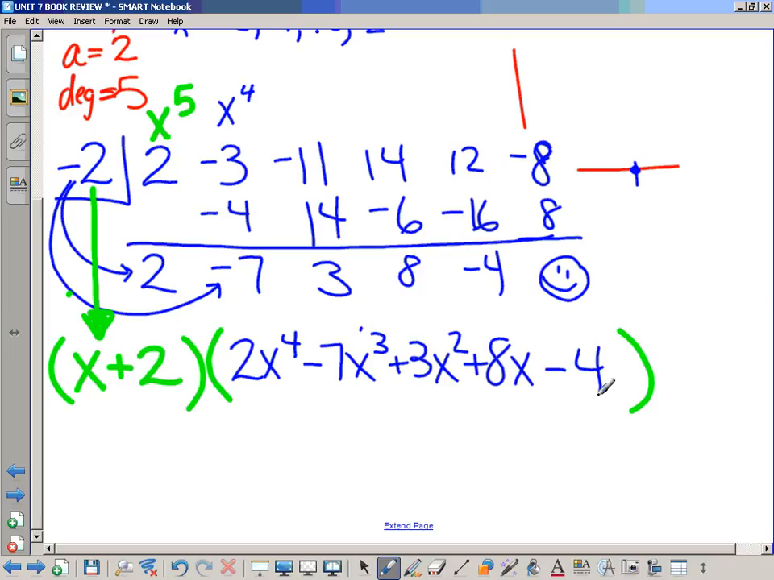We know we have another. We have some other roots that looked good, right? We thought that negative 1 looked like a potential root. So you know what you could do next? You could now do synthetic division on one of the other roots that we had, like negative 1, and these coefficients, 2, negative 7, 3, 8, and negative 4. And you can continue doing that until you have it in factored form.